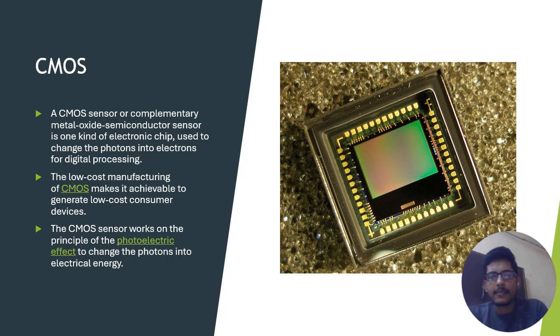So the first sensor in the list is the CMOS sensor. The CMOS sensor, or the complementary metal oxide semiconductor sensor, which is the full form of CMOS, is one kind of electronic chip used to change photons into electrons for digital processing. These sensors are mainly used for creating images within digital cameras, digital CCTV cameras, and also digital video cameras. The low-cost manufacturing of the CMOS makes it achievable to generate low-cost consumer devices. The CMOS sensor works on the principle of the photoelectric effect, which changes photons into electrical energy. The CMOS sensor will change the electrical charge into voltage directly within the pixels.